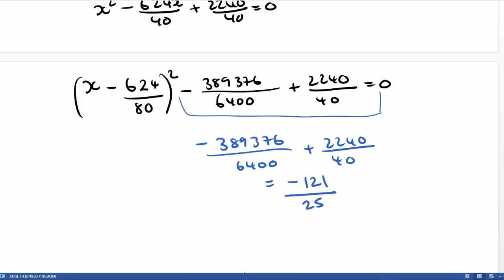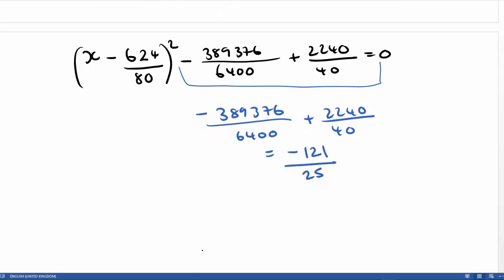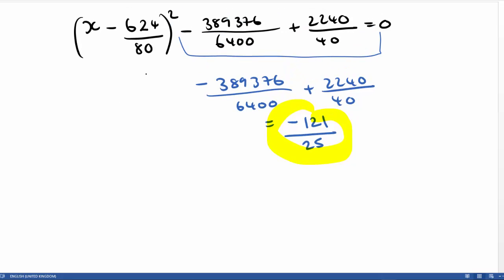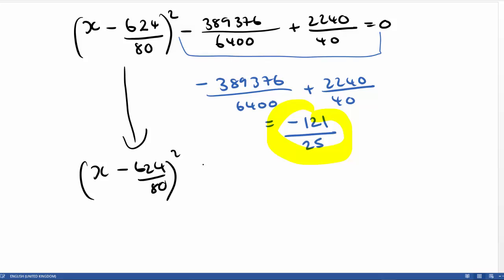Now, any of you who know how to complete the square, you will notice that these two numbers in our answer here are square numbers, and that's really useful. So what we're going to do, I'm just going to scroll down again, bring this down. We've got x minus 624 over 80, all squared. Let's write that a bit clearer. Minus 121 over 25, which is equal to 0.